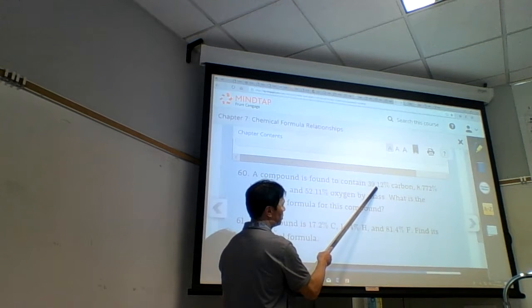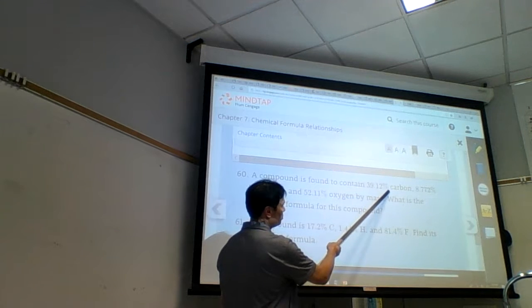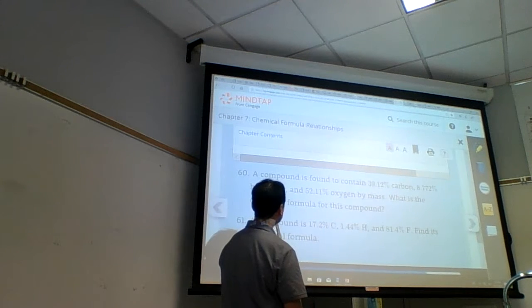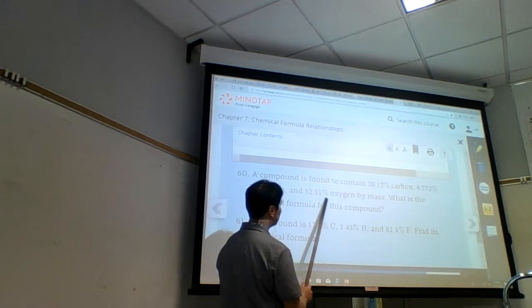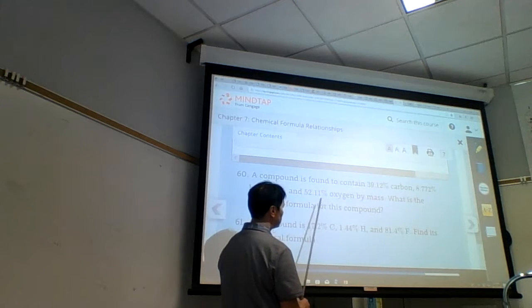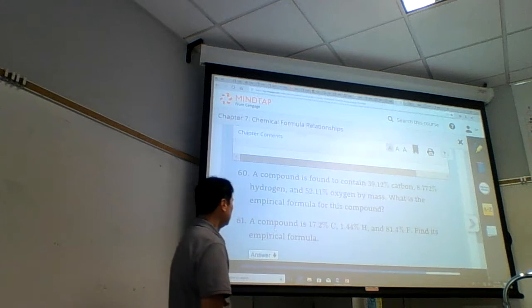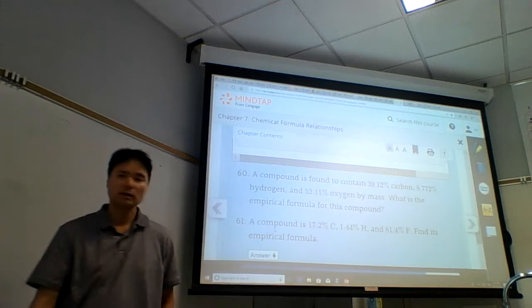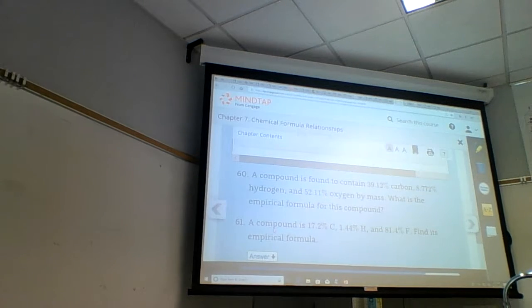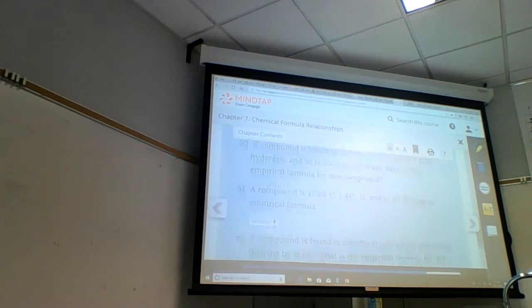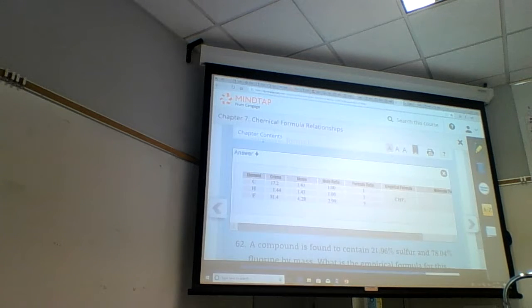We're going back to grams, so I call it 39.12 grams of carbon, 8.772 grams of hydrogen, and 52.11 grams of oxygen. Convert that to moles, take the mole ratio. Here, this one, the same thing: percentage to grams and grams to moles. So this one, the answer's there. Half of these are going to have the answer there.